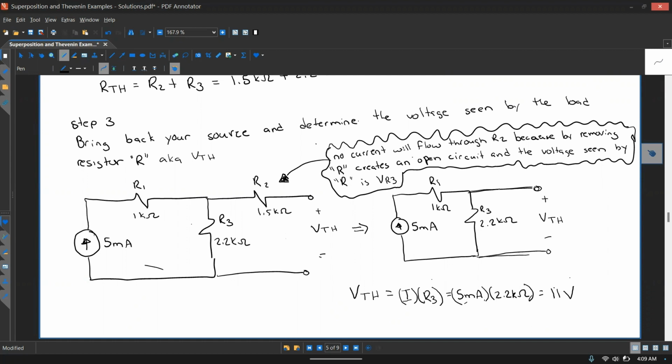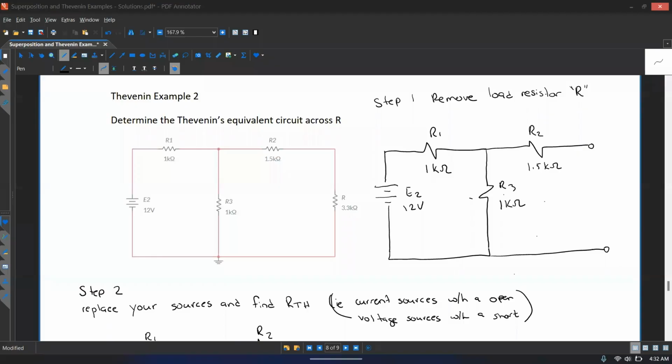All right, so let's take a look at the last example. This is another Thevenin. And this time we have a voltage source. Just like last time, the first step you want to do is remove the load resistor R. Whatever load resistor you have, you just want to remove it and redraw the circuit. And so this is what it should look like.